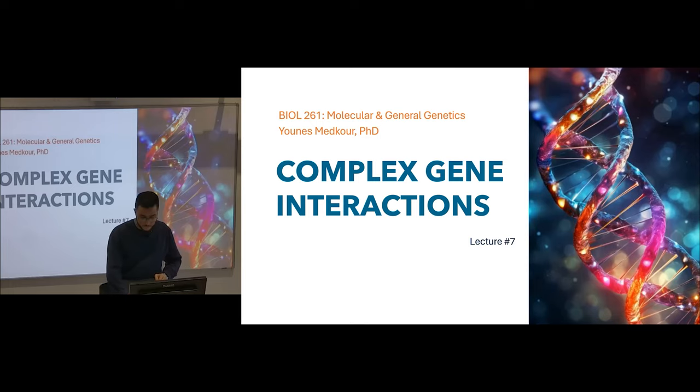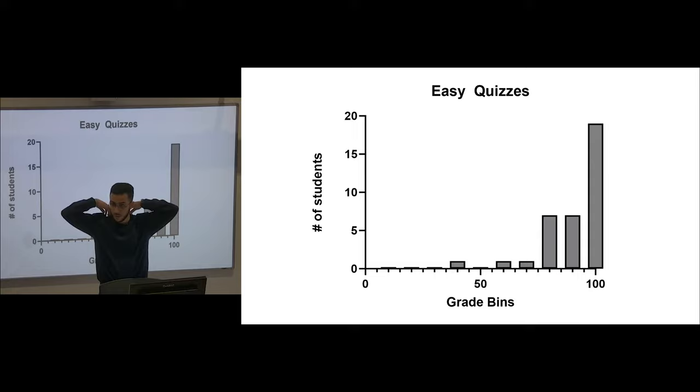So it looks like this, okay? So this is a bell curve, but not really a bell curve. This is the easy grades curve, okay? So most of the class is doing pretty well. There are a few people that are doing average, and then I have to figure out what's happening there.